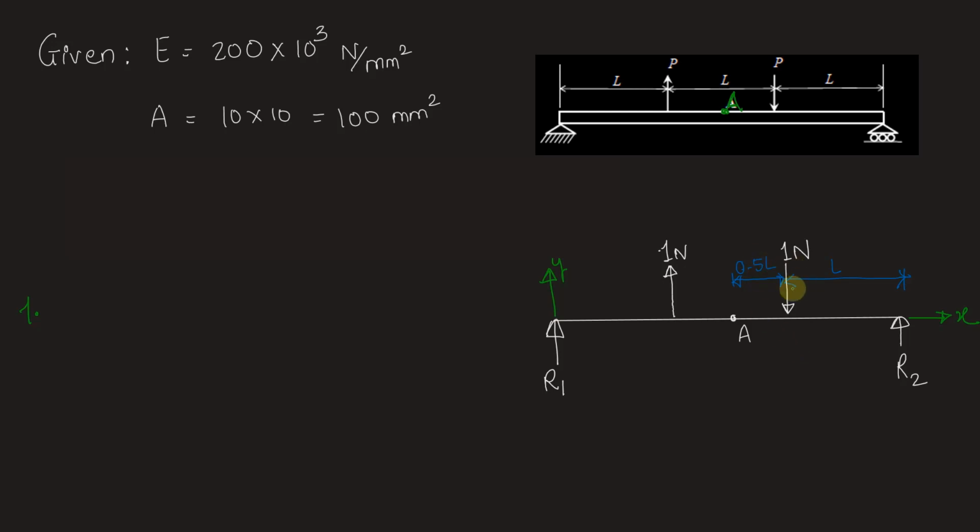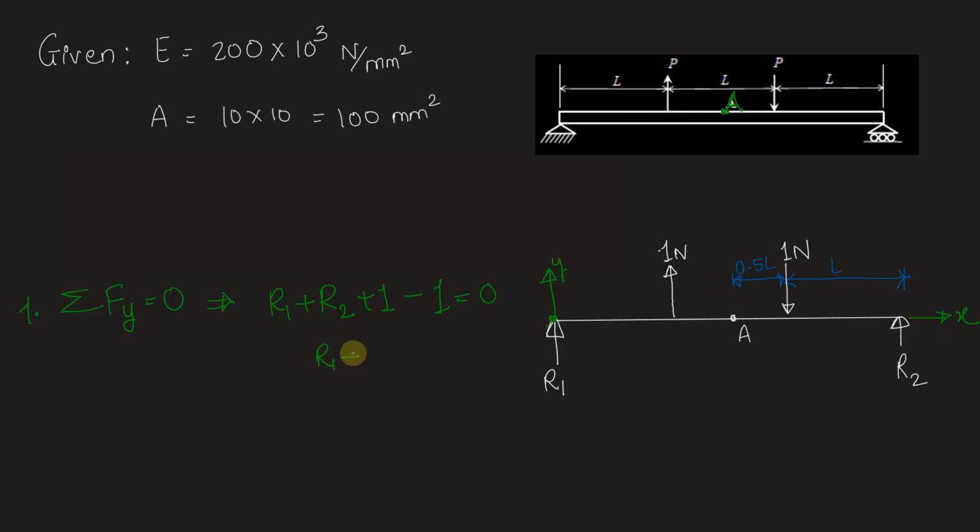This is the given loading condition. Let the reactions at supports be R1 and R2. This be the x direction and in vertical we have the y direction, origin being here. Let's take the first static equilibrium equation, summation of forces in y direction equal to 0. This gives us upward reactions R1 plus R2, one upward load 1 Newton and one downward load, so it is minus 1 Newton is equal to 0.